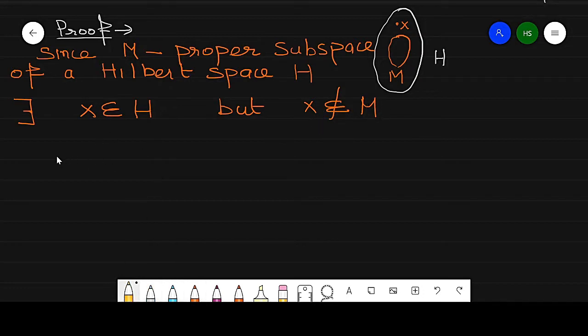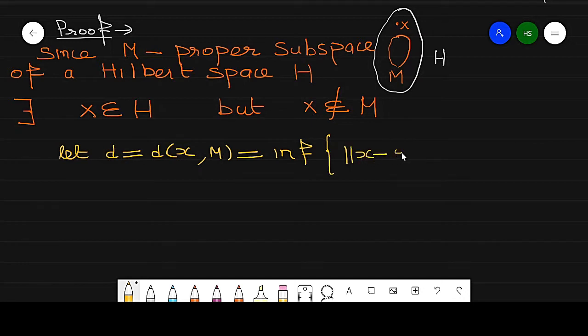Now next, let d be the distance of vector x from M. So what is this? It is the infimum of norm of x minus y such that y belongs to M. Now x does not belong to M but y belongs to M, so d cannot be equal to 0. So d is always greater than 0. Why is it greater than 0? Because vector x does not belong to M and vector y belongs to M.